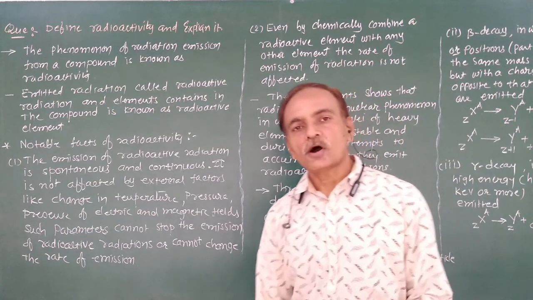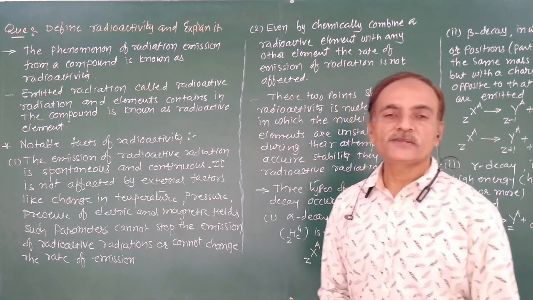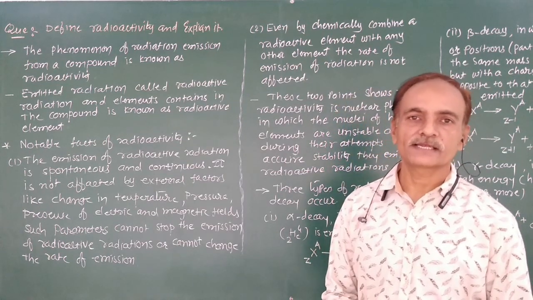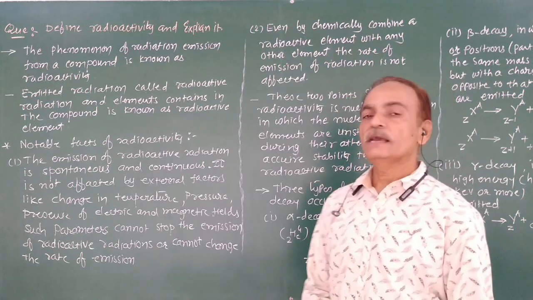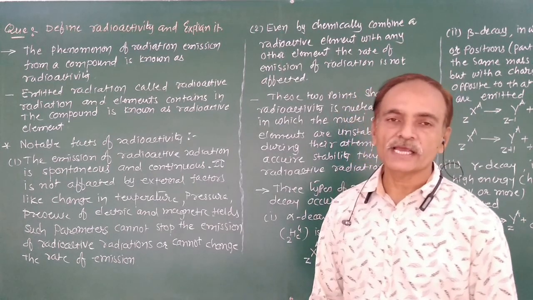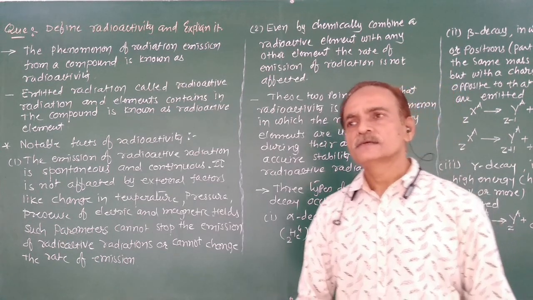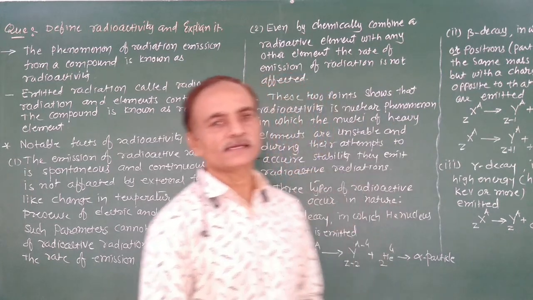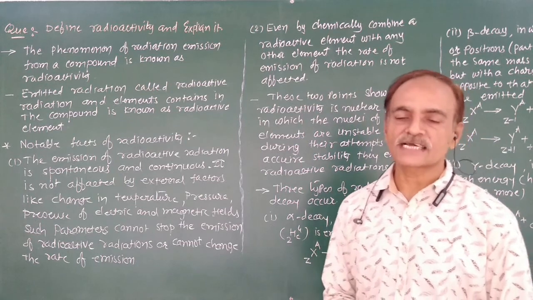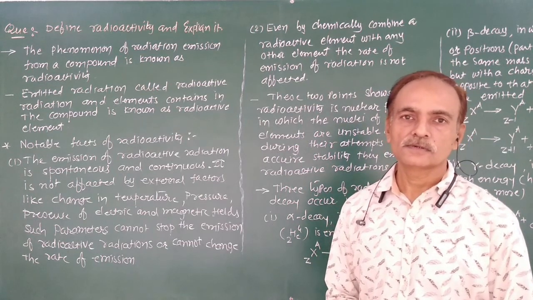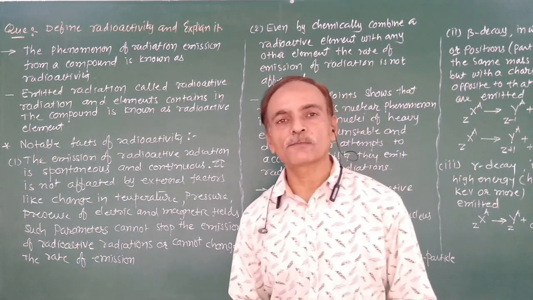After the discussion of the nuclear forces, the next question is: define radioactivity and explain it. The phenomenon of radiation emission from a compound is known as radioactivity. It means what? In heavy nuclei, the protons and neutrons inside the nucleus are more. Therefore, most of the heavy nuclei are in an unstable form.